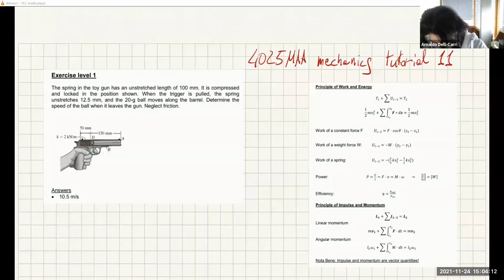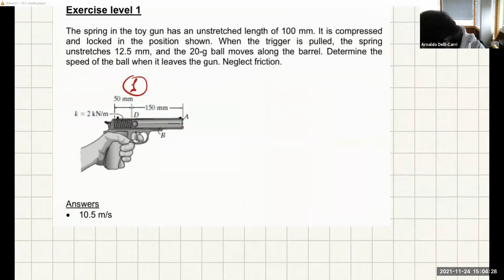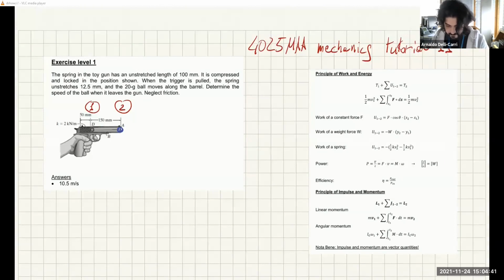Now we can call this instant 1 in our case, when the ball is here, and when the ball is here, we have instant number 2. So what we want to determine is the speed of the ball when it leaves the gun. So we're going to use the principle of work and energy.